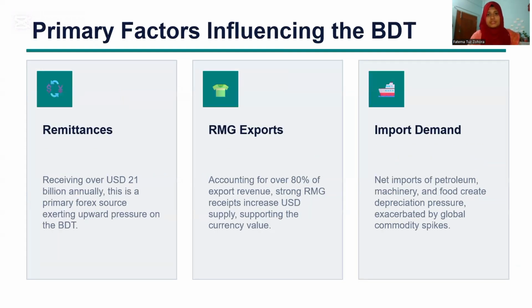Primary factors influencing the BDT. Remittances, receiving over USD 21 billion annually, are a primary forex source exerting upward pressure on the BDT. RMG exports account for over 80% of export revenue. A strong RMG sector receives increased USD supply, supporting the currency value. Import demand: net imports of petroleum, machinery, and food create depreciation pressure, exacerbated by global commodity spikes.